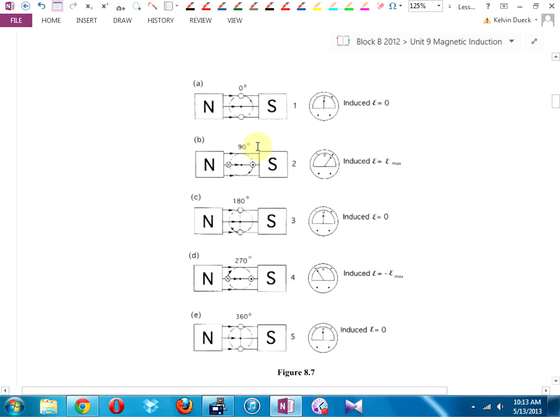Is that okay? So you go from maximum voltage to 0 to maximum negative voltage to 0 to max to 0 to negative to 0. You get an alternating current.